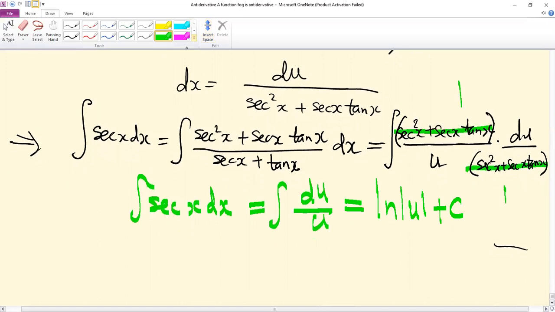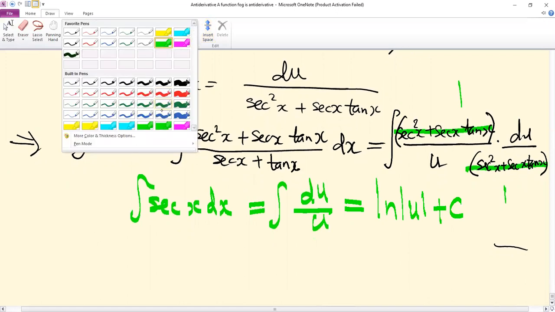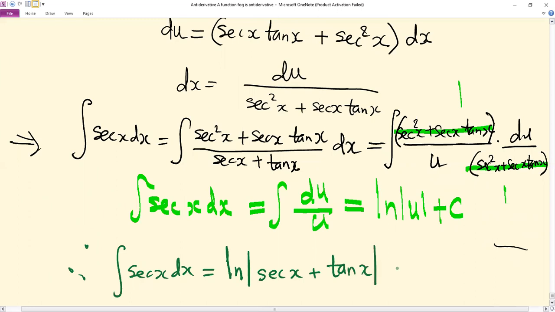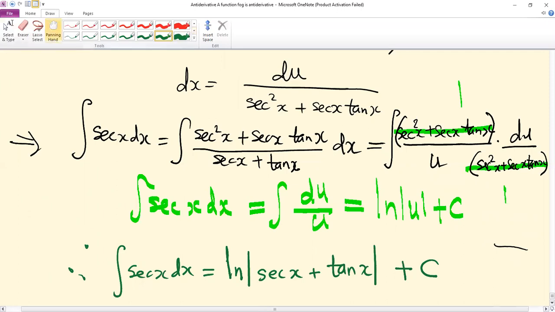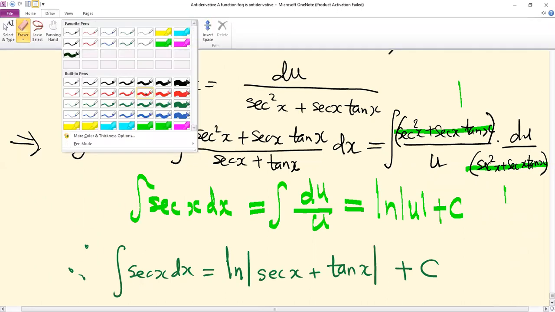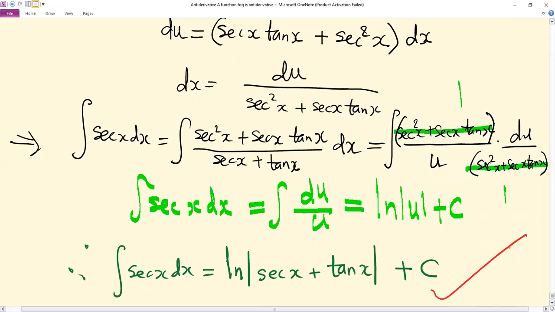So therefore, integration of sec x dx is nothing but ln of our u, which is sec x plus tan x, and then plus c. So that is the solution to that given problem. So whenever you are integrating a sec function, you get ln of sec x plus tan x.